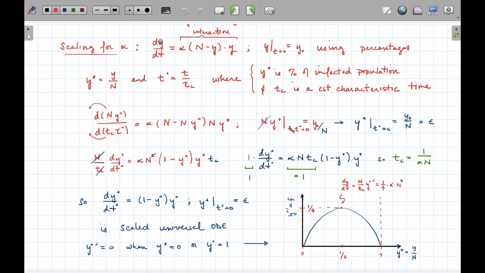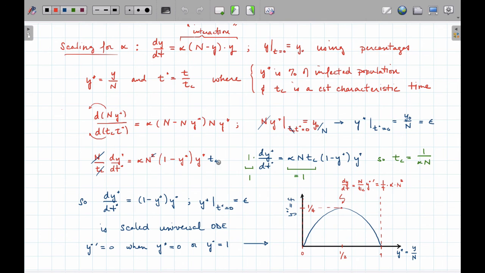Well, dy dt up here, that's just going to be equal to n over tc times dy star dt star. Well, dy star dt star is a quarter. And so I'm going to end up with tc here being alpha n. This is just going to turn into a quarter alpha times n squared. And so this is the maximum, this is the peak of the rate of infection spread. And that's what that number would be, and we can get that really without even solving the differential equation.